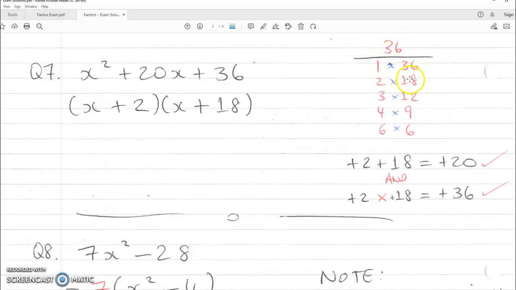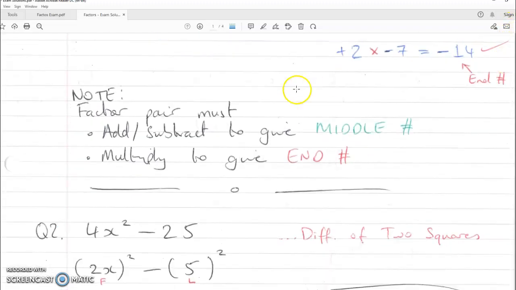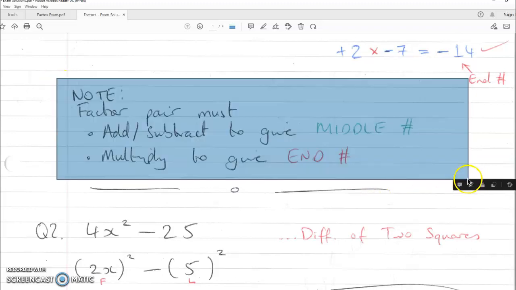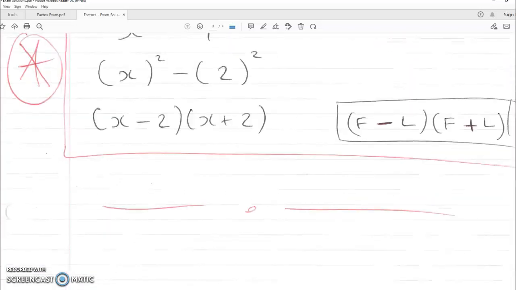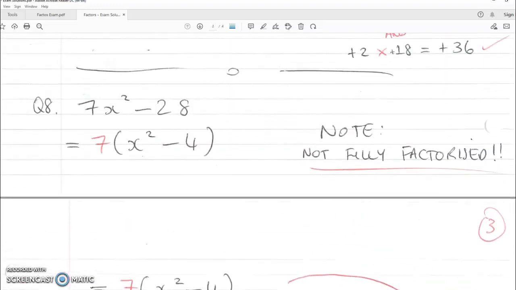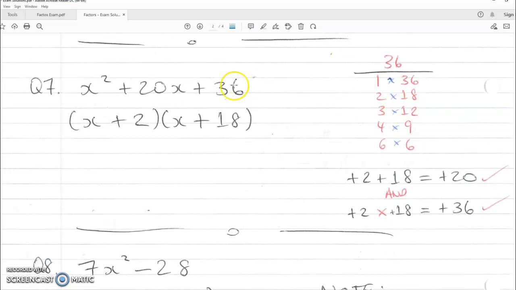1 by 36, 2 by 18, 3 by 12, 4 by 9, 6 by 6. So lots of different combinations there. And our rule is this. We go back up to the start here, and our rule is the factor pair must add or subtract to give us the middle number, and must multiply to give us the n number. So that is our rule here of what we want to remember to do. So back down again, and we can see that there we go. So the factor pair is 36.